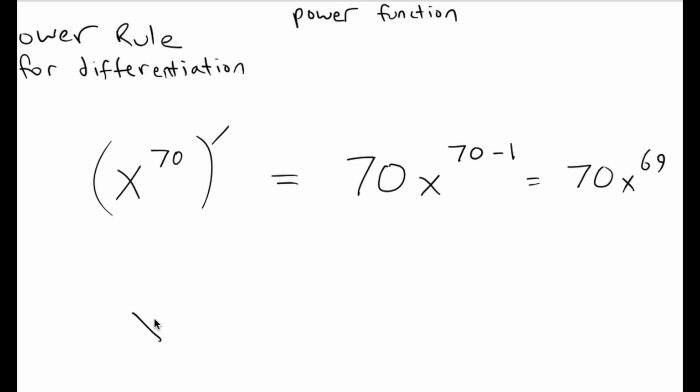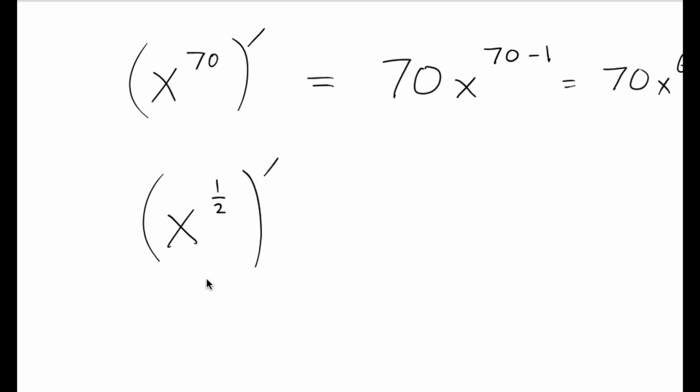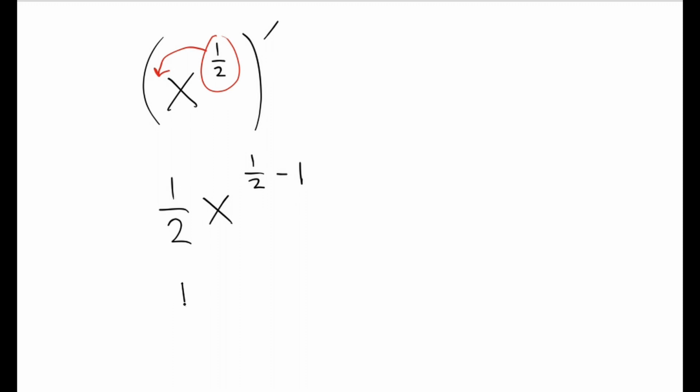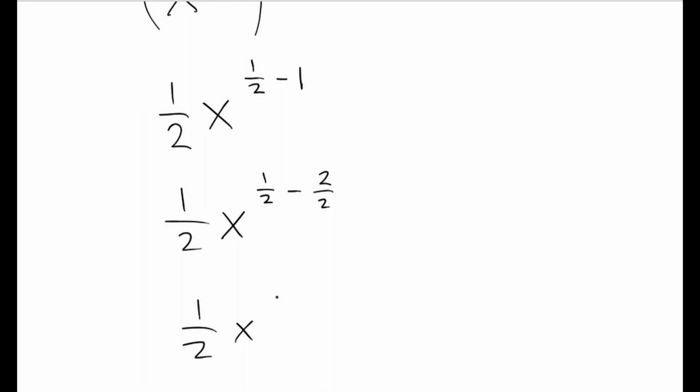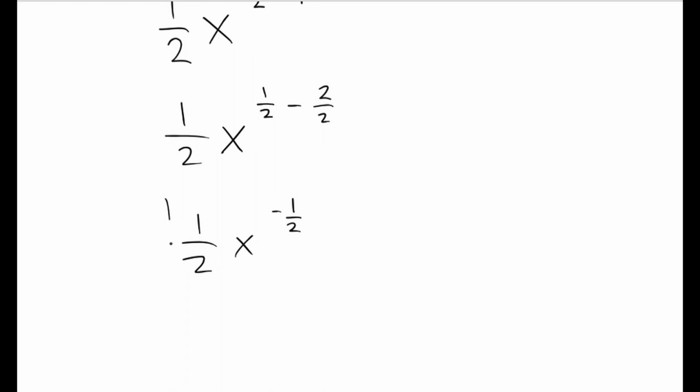If you have something like, let's say, x to the 1/2, and you want to do the derivative of that, the power rule still applies. What we want to do is bring the power, whatever it is, down in front. 1/2 x to the new power being 1/2 minus 1. You may have to get a common denominator for that exponent. It's 1/2 x to the negative 1/2. Now in calculus, you don't have to simplify usually unless it's otherwise specified. So you could just leave it like that.